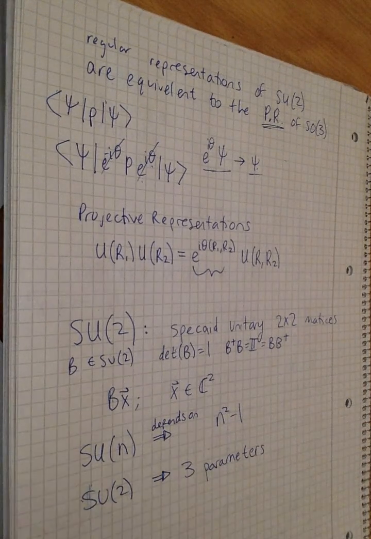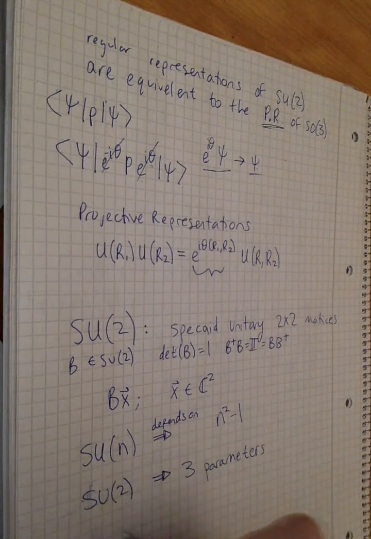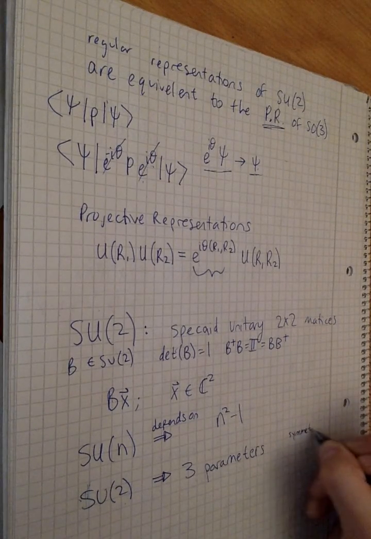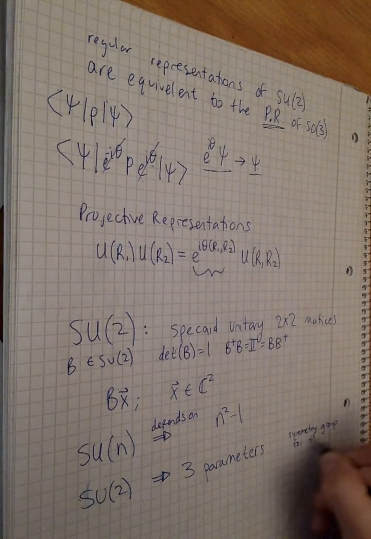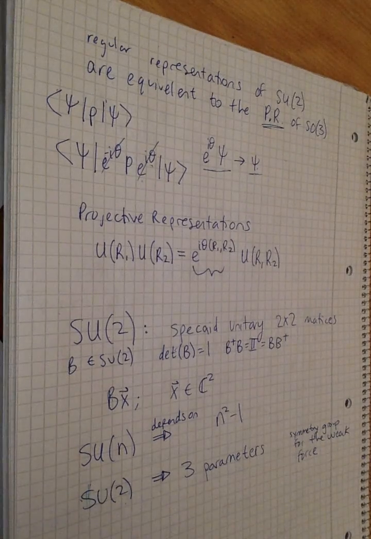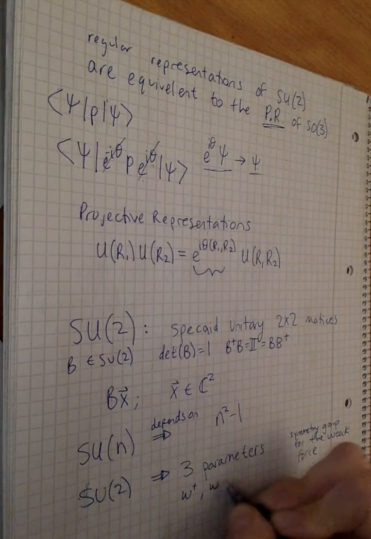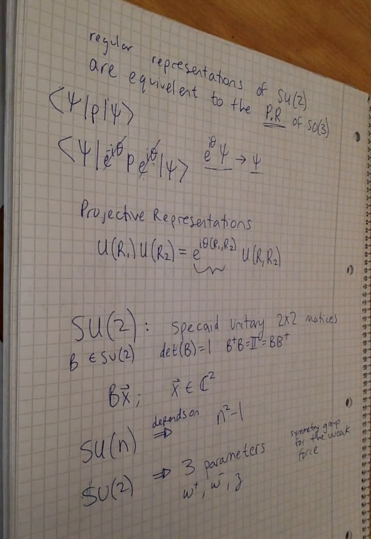And an interesting side note, SU2 is the symmetry group for the weak force. And these parameters turn out to be W plus, W minus, and Z, the gauge bosons for the weak force. And SU2 depends on these three parameters continuously.